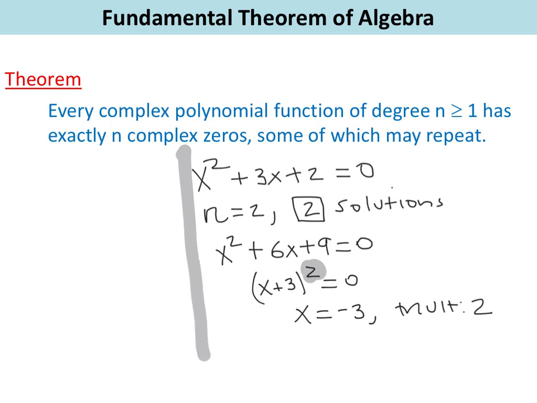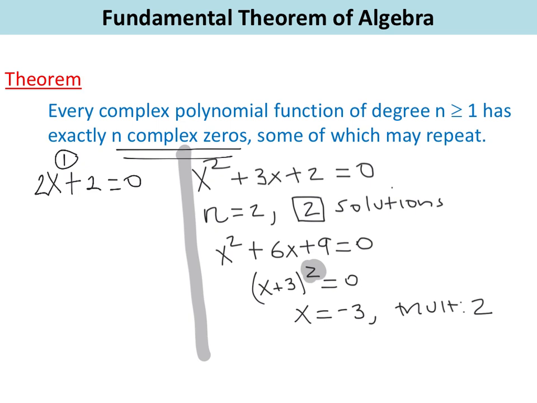In the same way, if you have an equation such as 2x plus 2 is equal to 0, the degree is 1, so it has one solution. So the degree helps you know how many solutions there are. However, you cannot tell whether they are real or imaginary. But when it says complex zeros, what does that mean? It doesn't mean that all of them are going to be imaginary.